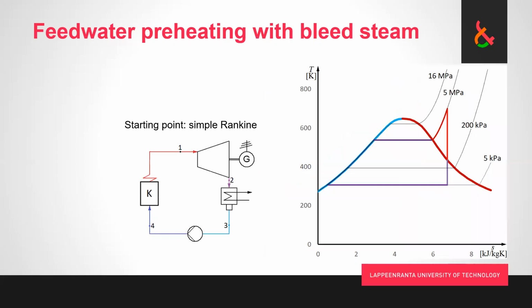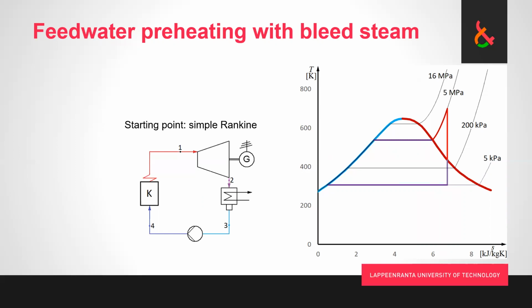The other thing that we can do is add something called feedwater preheating with bleed steam or extraction steam. So I'm using those terms pretty much interchangeably. They mean almost exactly the same thing. It means that we are taking steam out of the turbine. We take some of the steam out from the turbine before it expands all the way to the condenser pressure.